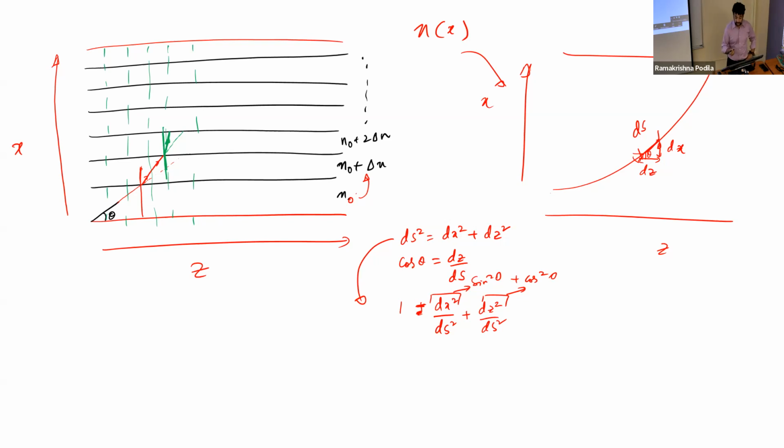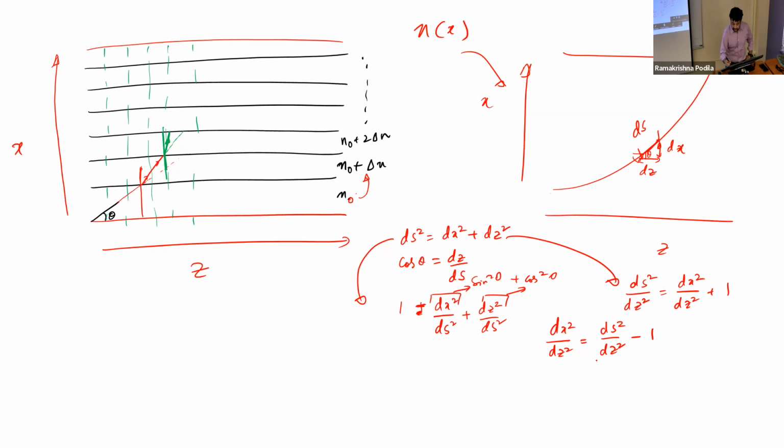Now, instead, if you took this equation and divided by dz squared, you would get ds squared by dz squared is equal to dx squared by dz squared plus 1. And we saw that then you can write dx squared by dz squared is equal to ds squared by dz squared minus 1.